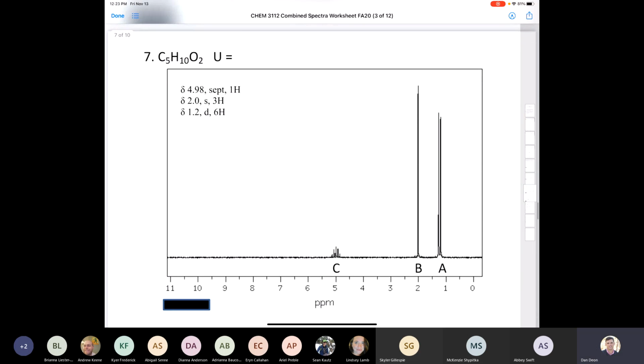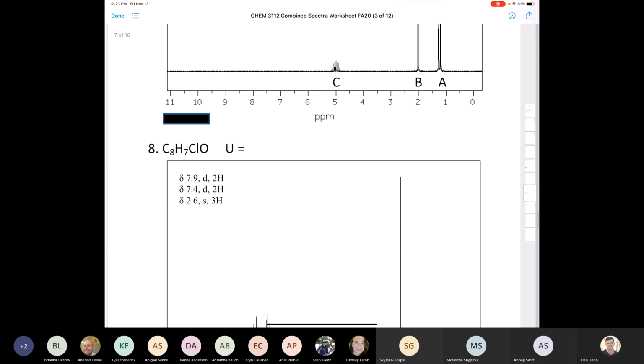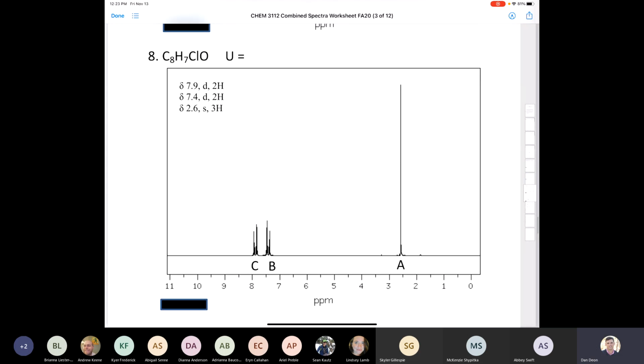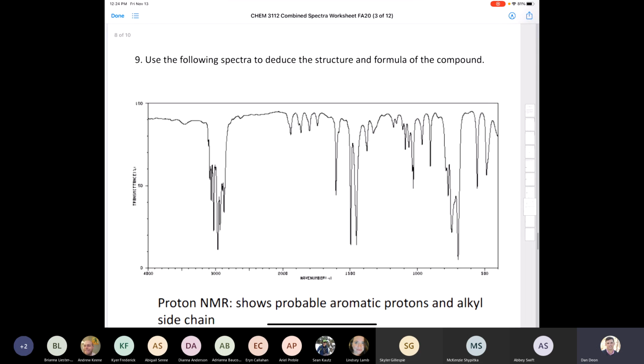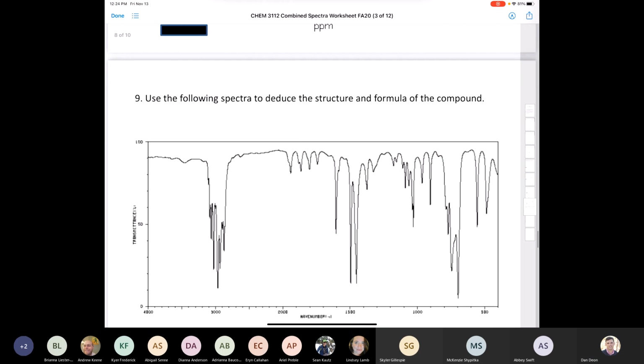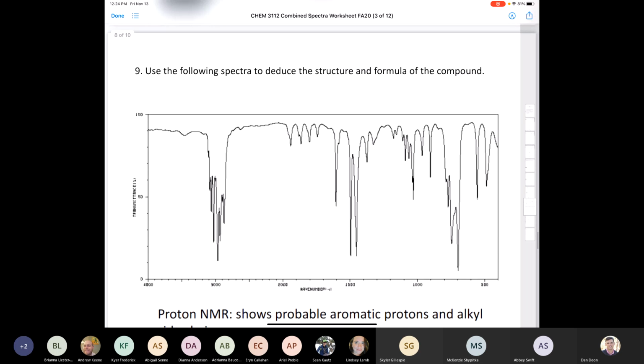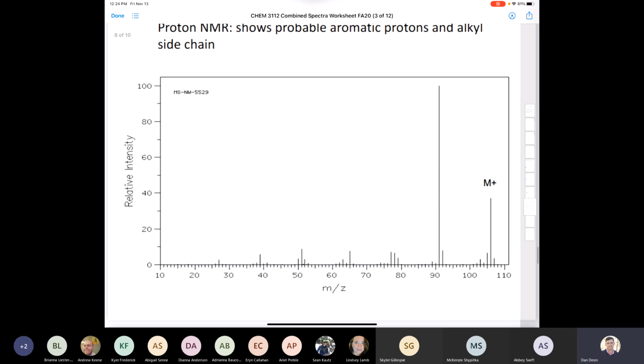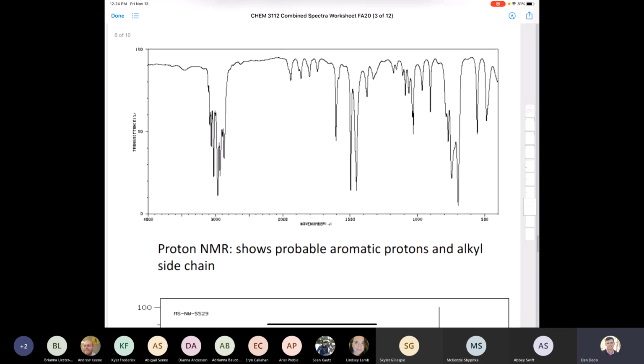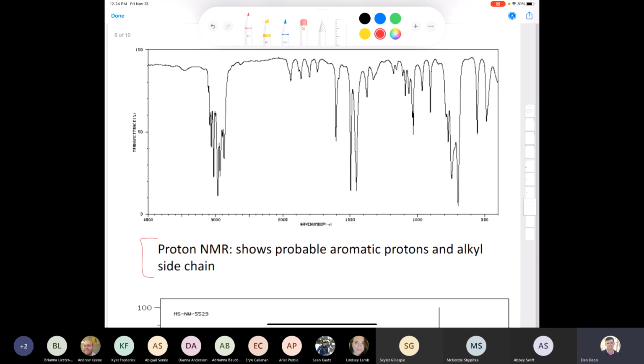Number 7 is just NMR. When it says SEPT here, that means it's a septet, okay? So this would be a singlet, this would be a doublet, so SEPT stands for a septet. Next one, another NMR problem. Number 9 is an IR and a mass spec, and it gives you a little bit of a clue about the proton NMR.